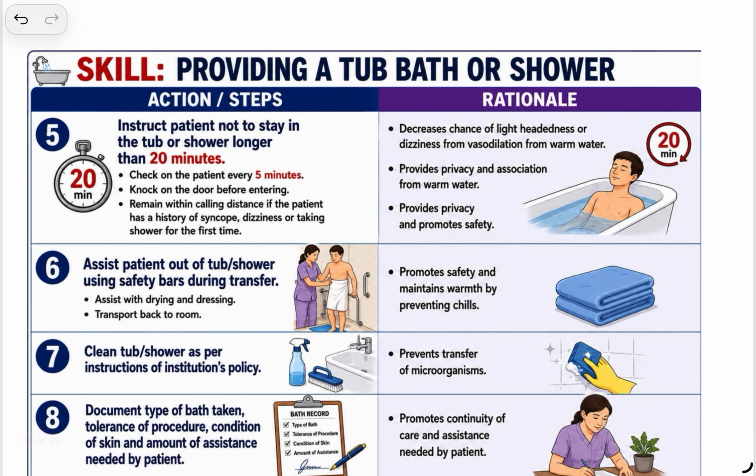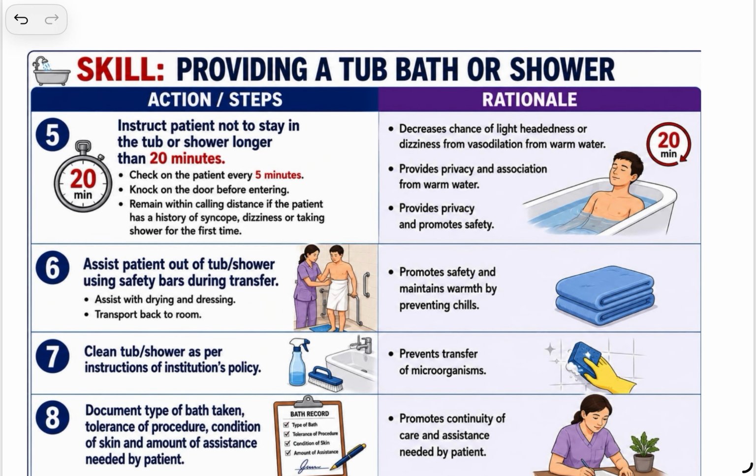Next, fifth point, 20 minutes only you need to give the patient to take a bath. More than that you should not give. Okay. And in that 20 minutes also, every 5 minutes you need to ask them whether they are okay or not. You have to knock on the door and ask them, are you okay, are you doing well?